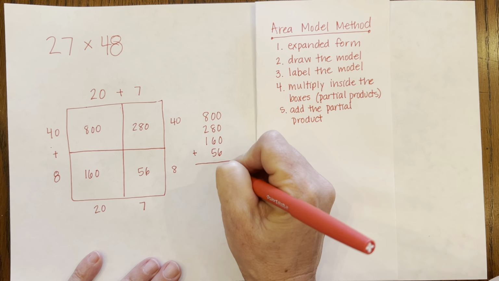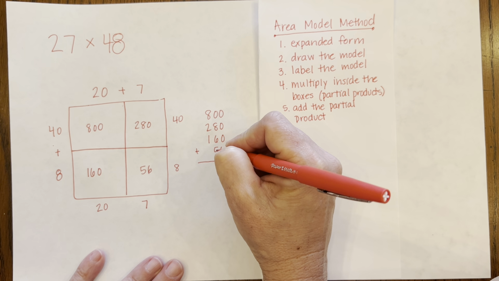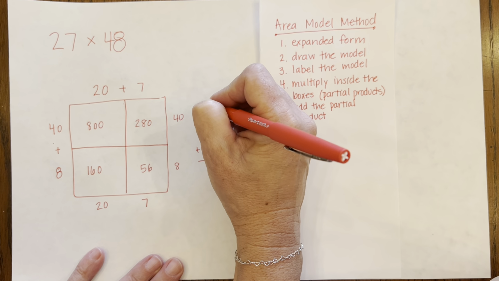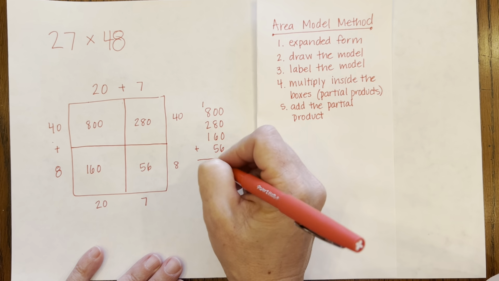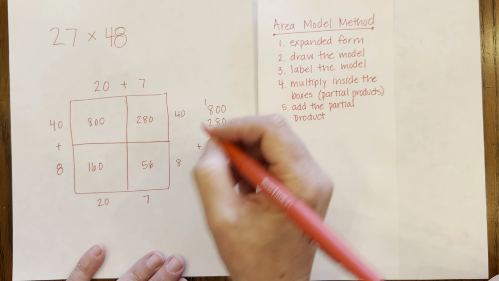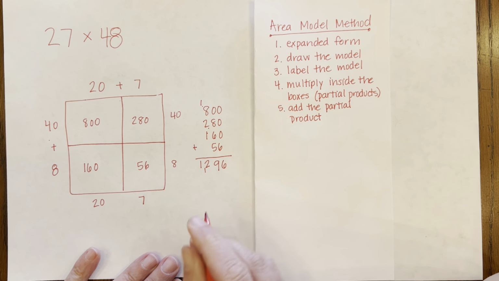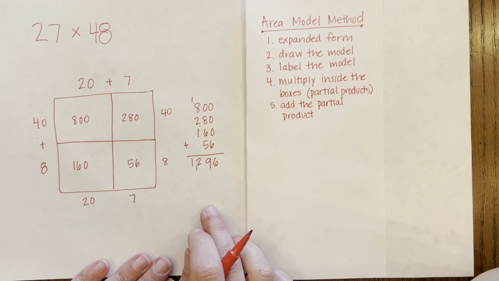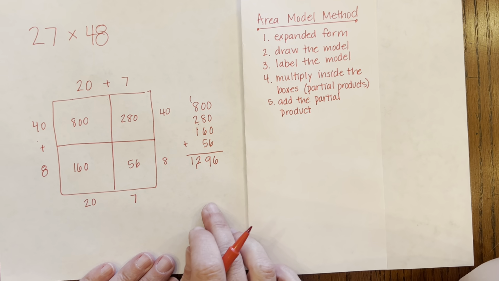And then we go ahead and add. 8, We've got 11 here plus 8 makes 19. And 8, 9, 10, 11, 12. 1,296. I'm hoping this will help with some homework, current and future.